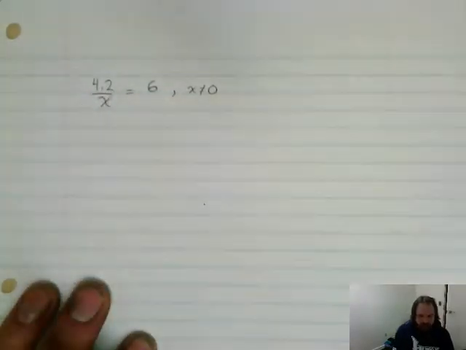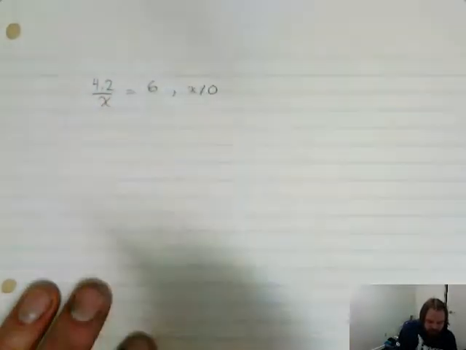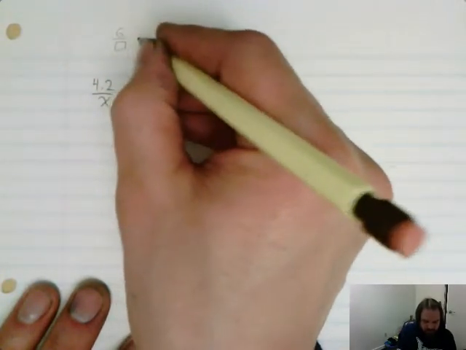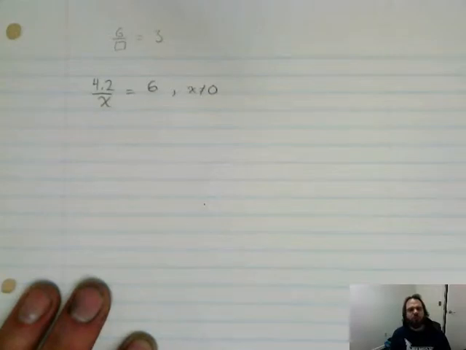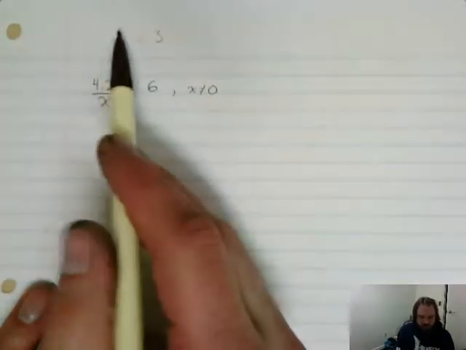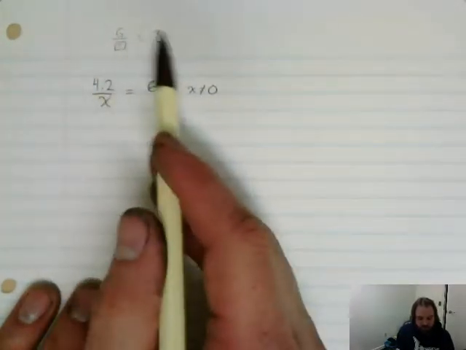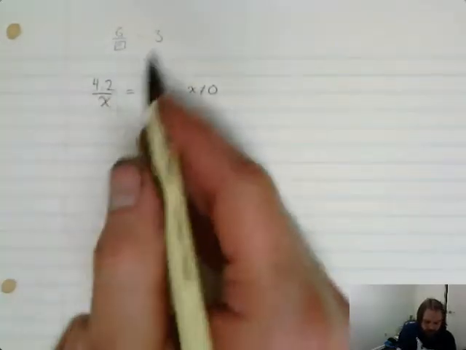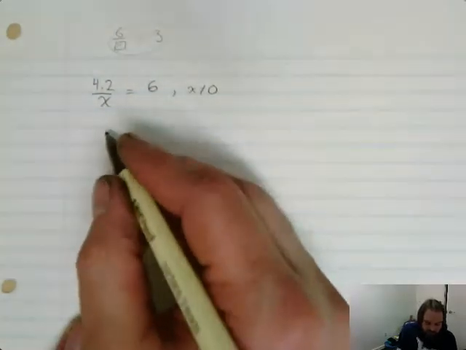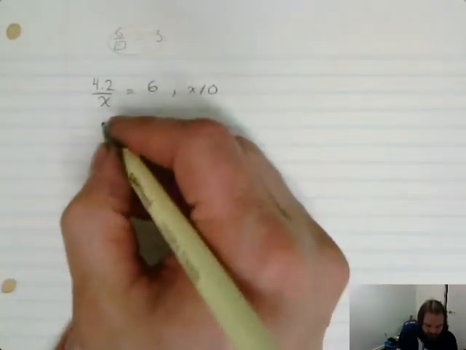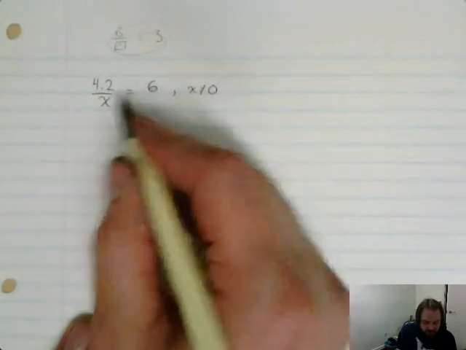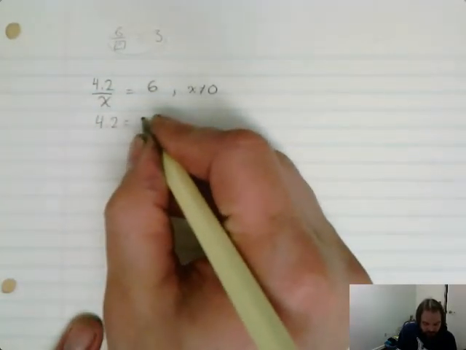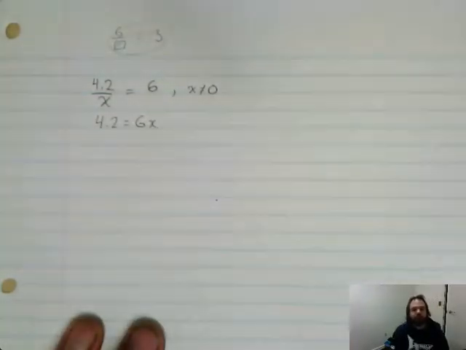Now we also looked at stuff like this before. So remember way back in the day you said maybe 6 divided by something is equal to 3. Well, you knew that this something was 2, because 3 times what is equal to 6? That is 2. So we're going to rearrange this kind of like how I did there. This is the same thing as saying 6 multiplied by x is equal to 4.2.